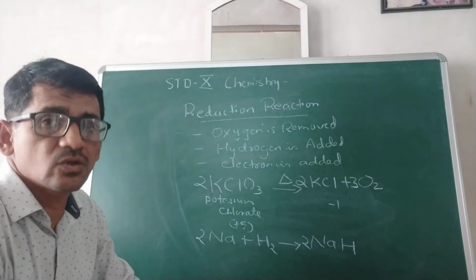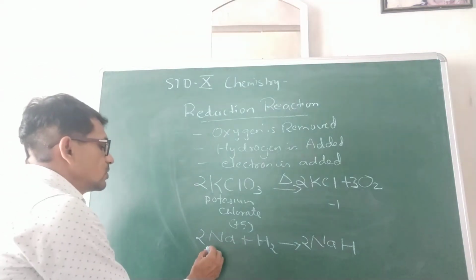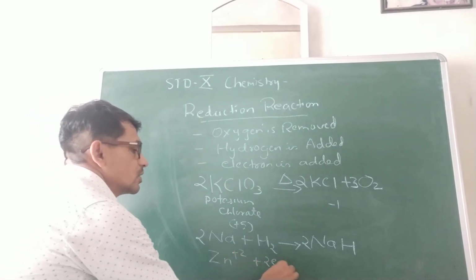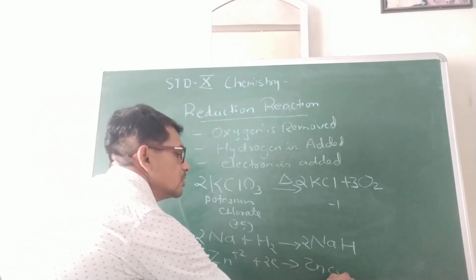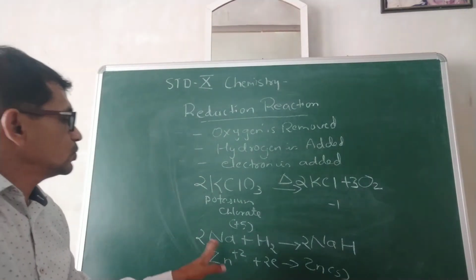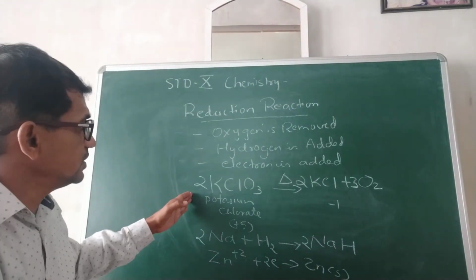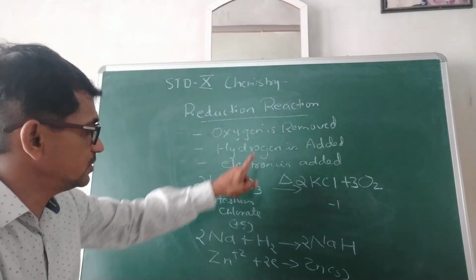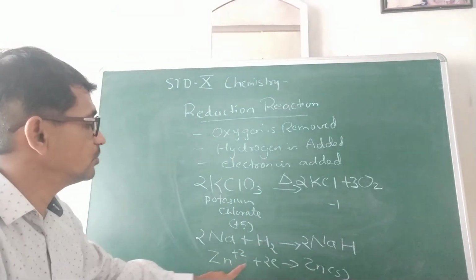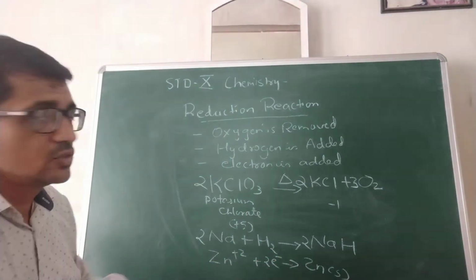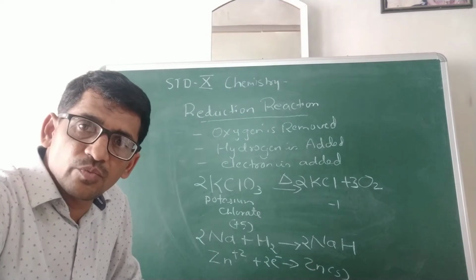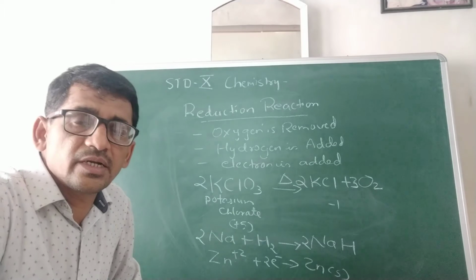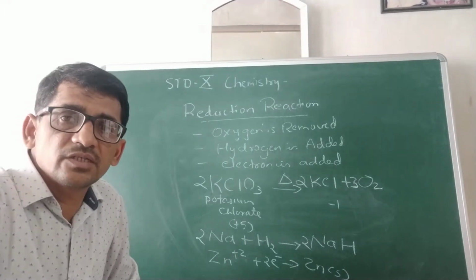In terms of electron, we take the example of Zn. Zn2+ plus 2 electrons is converted to Zn solid. So here are 3 examples. In the first reaction it is removal of oxygen. In the second reaction, addition of hydrogen is also known as reduction. And in the third example, electron is added. So you take any metal in ionic form, you add electron, then that metal is converted into solid metal form. That type of reaction is known as a reduction reaction.